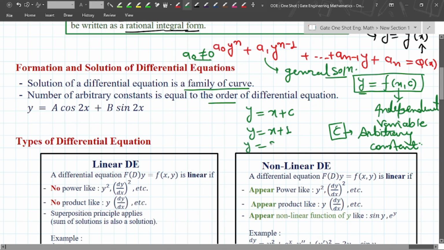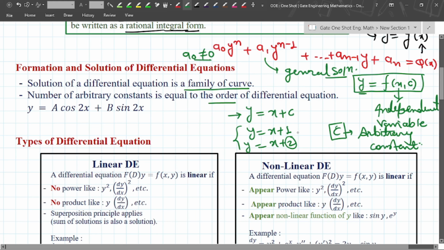If it is x plus 2, it is representing another line. So this is the general solution. These are the solutions of only one differential equation. The associated differential equation is only one, but the constant c changes according to the condition.